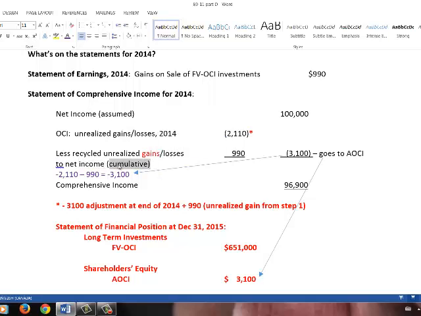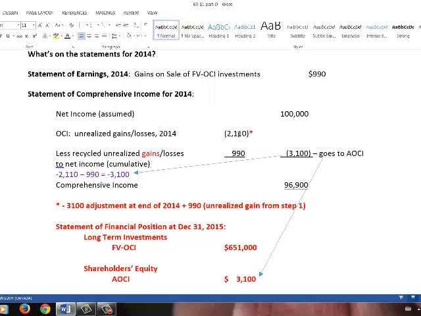It's got to be cumulative because we're looking at all the gains and losses that we've been holding in OCI and then releasing all of them into net income. It just so happens that we sold the investment in May of 2014, but we've only held it since the beginning of 2014, because this is the only year we've had these investments. So it happens to be 990, the only one we have.